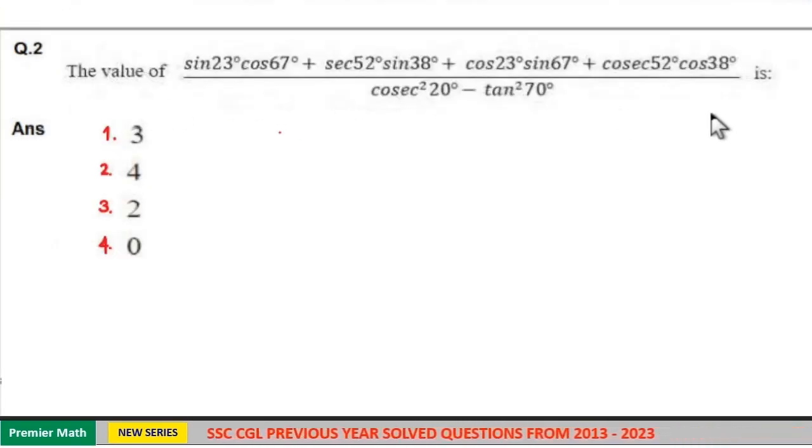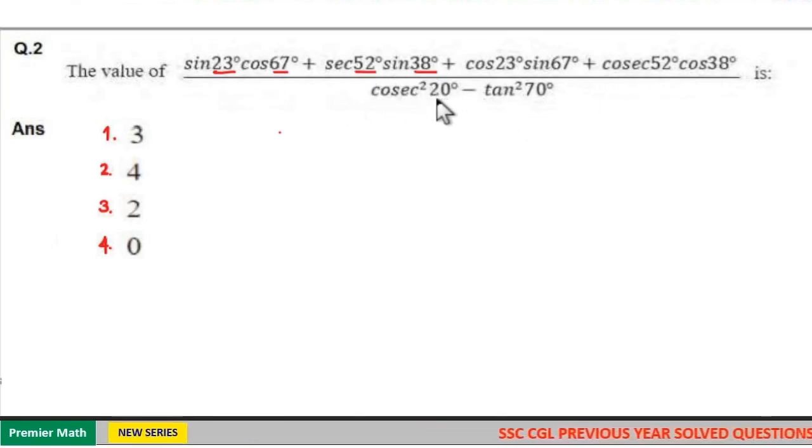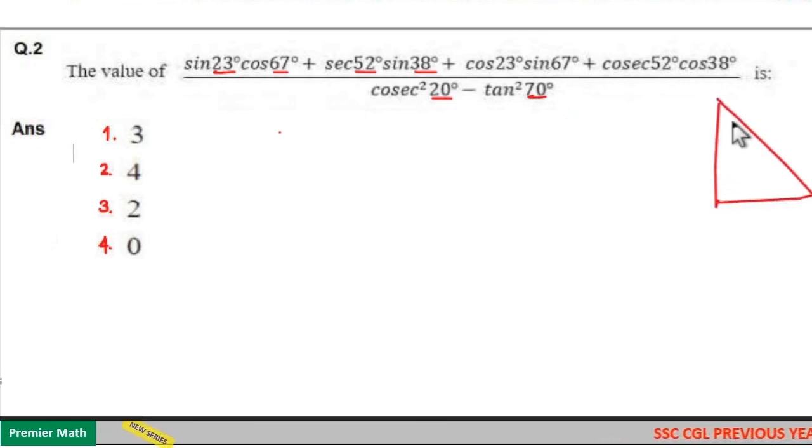Find the value of the following expression. Here you can see the sum of angles 23 plus 67 is 90 degrees, 52 plus 38 is 90 degrees, and 20 plus 70 is 90 degrees. In that case there is a short trick. This is 90 minus theta and this is theta. The sum of the angles is 90.